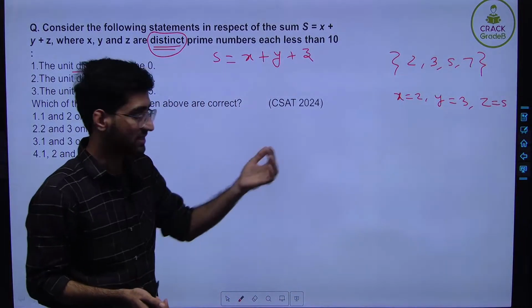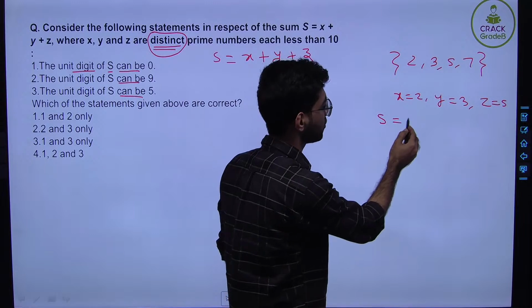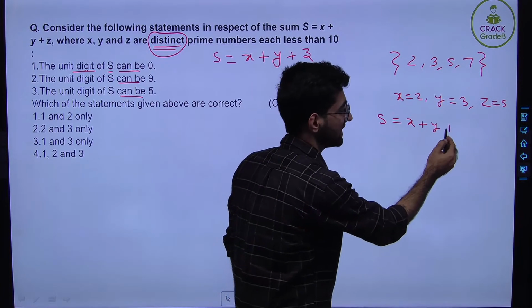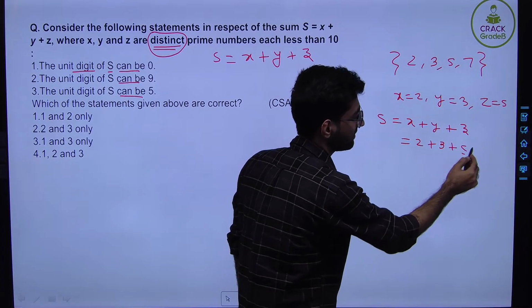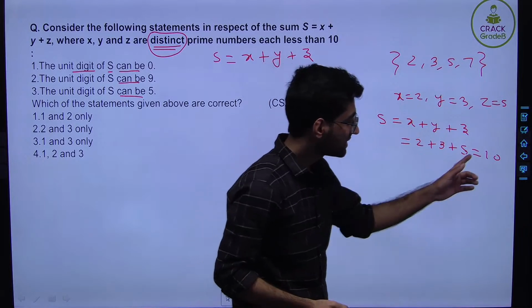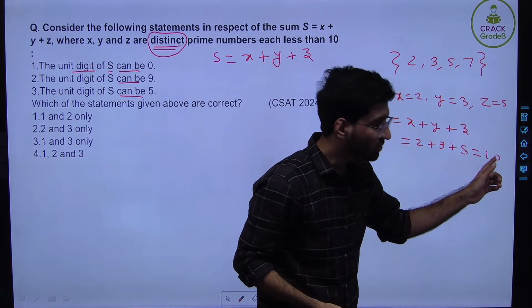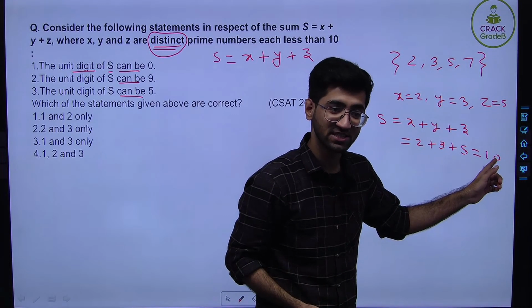We are assuming all the values are different. So basically s equal to x plus y plus z, right? So 2 plus 3 plus 5 equal to 10, right? Now notice this thing, the unit digit is 0 in this case.